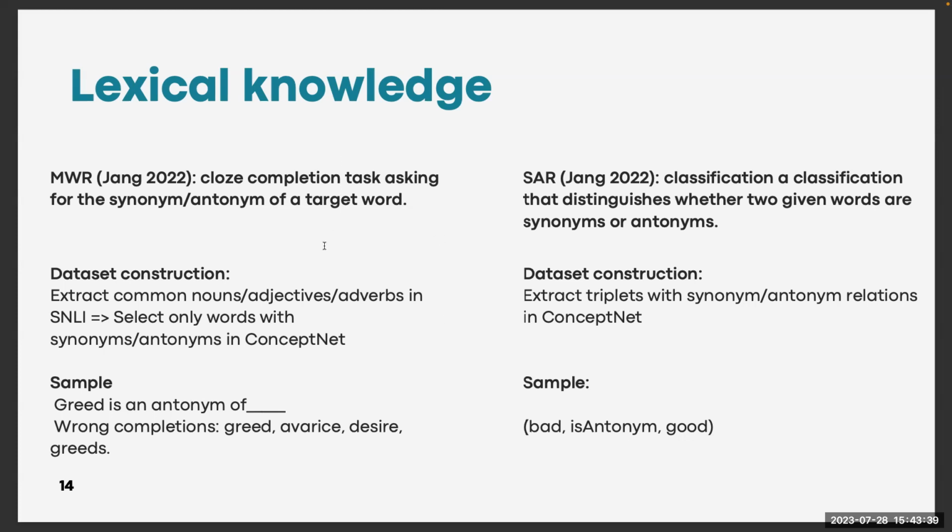So there are two settings here. The first one is a cloze completion task, also following the same format. The second task is a classification task. In this case, instead of giving a query for the model to complete, we give a pair of words and ask the model to predict the correct relation between them. The data source is ConceptNet.